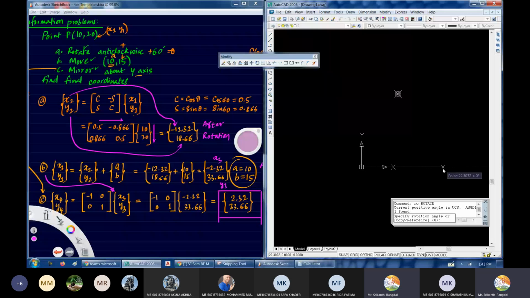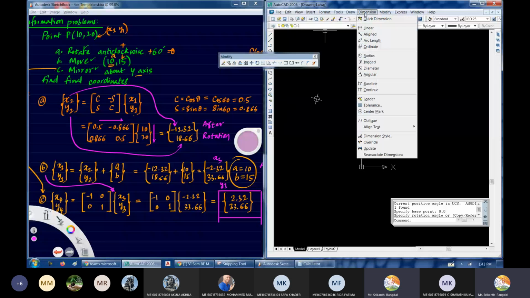Now we have to rotate in the anti-clockwise direction by 60 degrees. In AutoCAD also, anti-clockwise is taken as positive. So let us rotate by 60 degrees. Now the point is here. After rotation, you can see the coordinates that we got. They were 12.32 and 18.66. So let us cross verify whether that is the same.